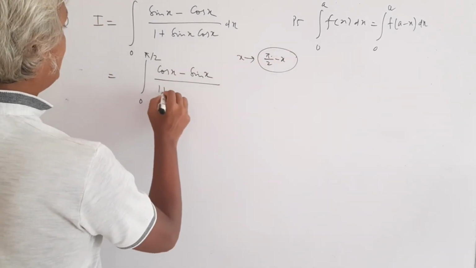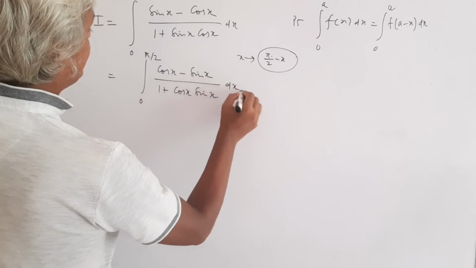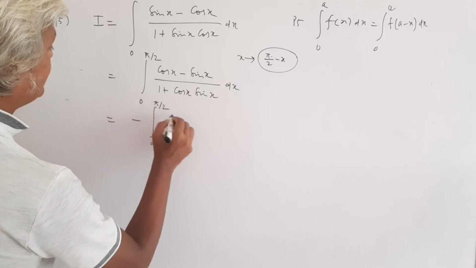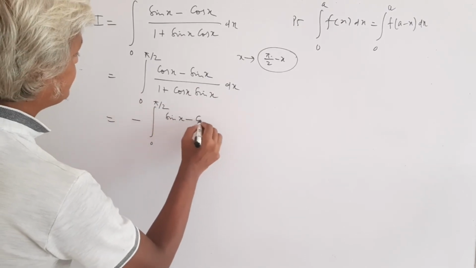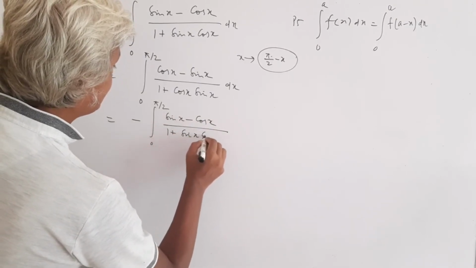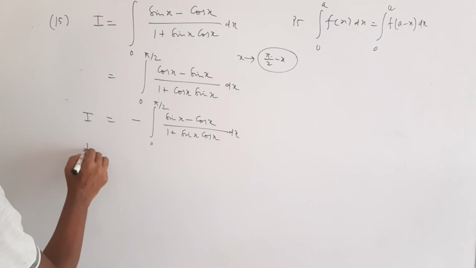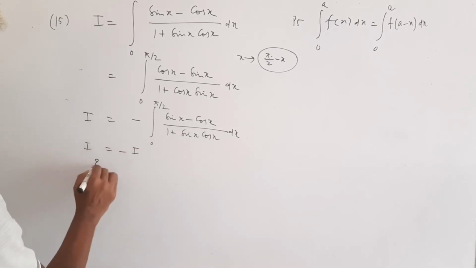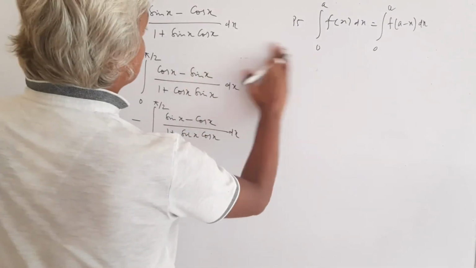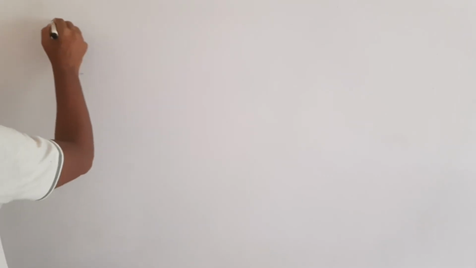And this becomes 1 plus cos x sin x dx. Now I just take minus common out of this, 0 to pi by 2. So this becomes again sin x minus cos x upon 1 plus sin x cos x dx. So this is I, and very interestingly my friends, this is minus I. It means 2I is 0, therefore I is 0. This is the question and this is the solution. It is done.